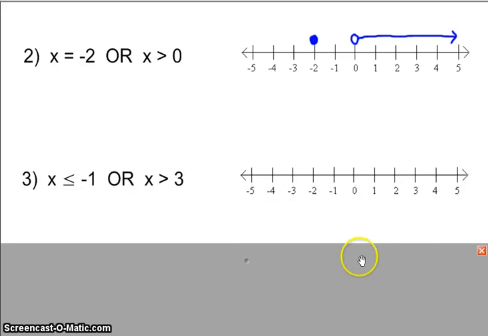Another example. X is less than or equal to -1, or x is greater than 3. Alright, so really what we're going to do is graph both of these separately. So we got x is less than or equal to -1, so that'll be a closed circle. Less than means we go left. X is greater than 3, that's going to be an open circle, and we're going to go to the right. And that's it. So we've got these two pointing away from each other. Either one of these could be true.